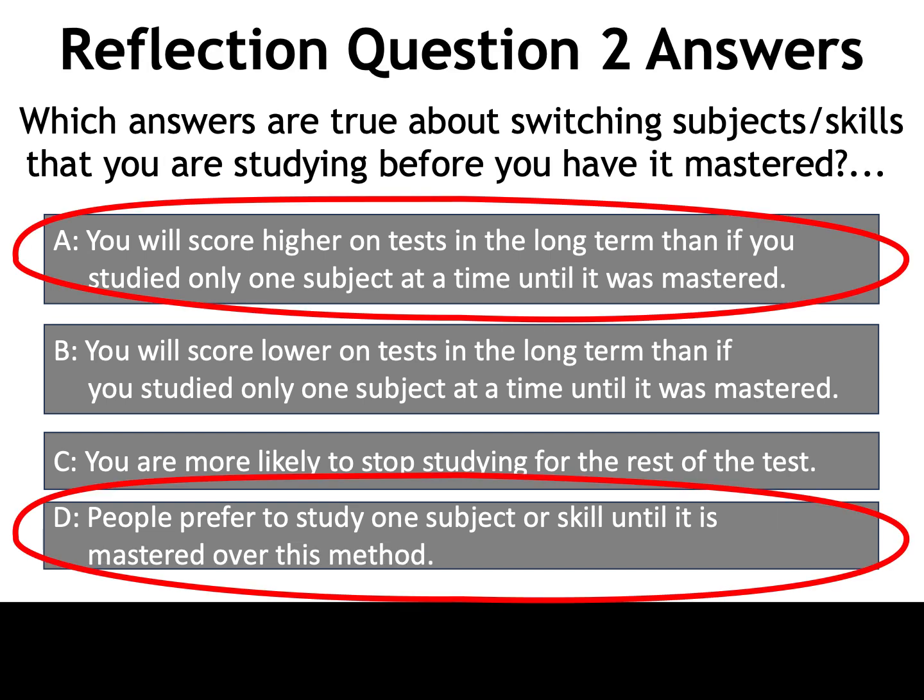The correct answers are A. You will score higher on tests in the long term than if you studied only one subject at a time until it was mastered. And D. People prefer to study one subject or skill until it is mastered over this method.